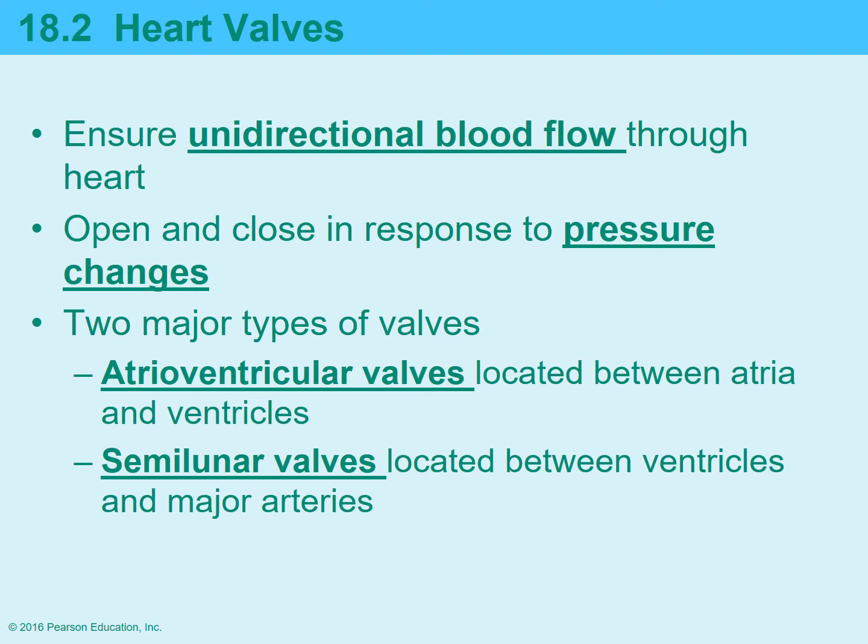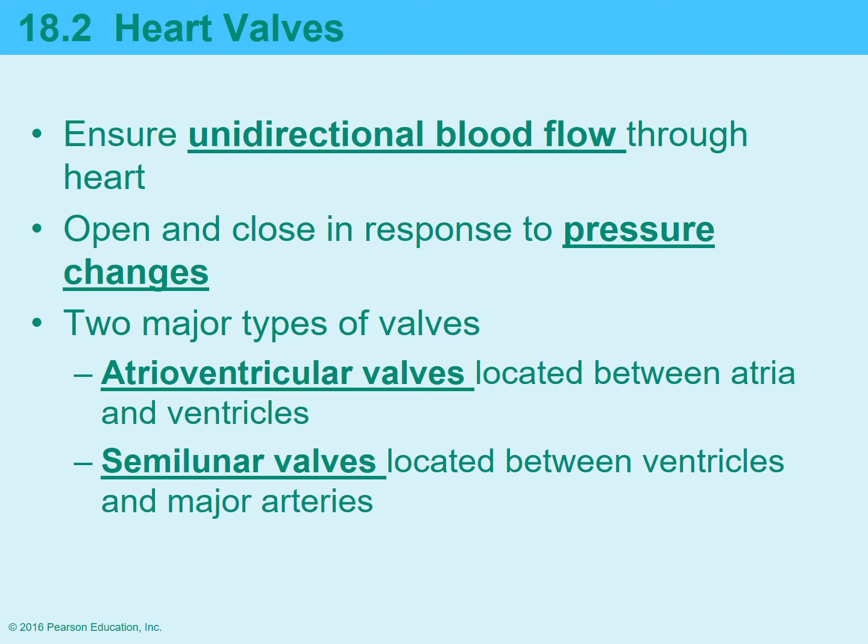So how do you make sure the blood doesn't backflow? How do you keep it moving in one direction? Well, in the heart, you're going to have valves. There are 4 valves. They're responding to pressure changes, so they're going to open and close. There are 2 main types of valves. We have the atrioventricular valves, as the name implies, between the atrium and the ventricles.